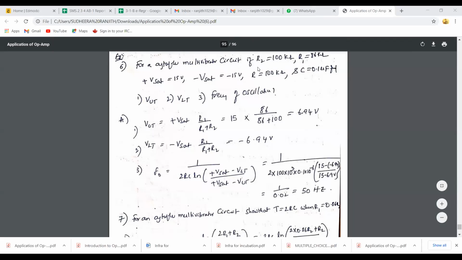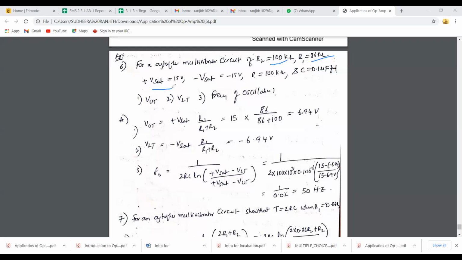Right. Given R2 equal to 100 kilo ohms, R1 86 kilo ohms, plus VSAT 15 volts, minus VSAT minus 15 volts, R 100 kilo ohms, capacitor 0.1 microfarad. Calculate VUT. What is the formula for VUT? Plus VSAT into R1 by R1 plus R2. So what is plus VSAT? The given data, 15 volts.